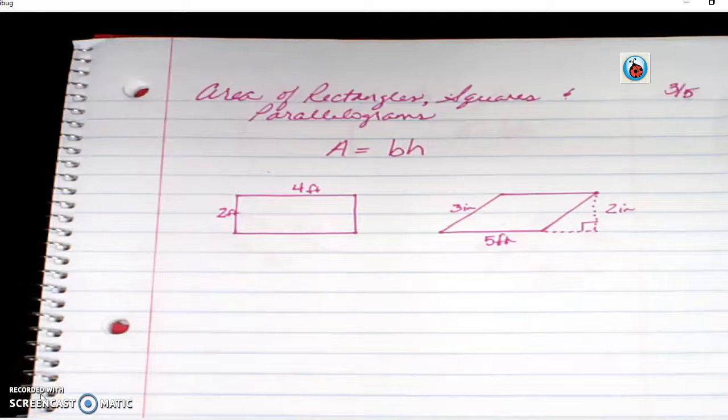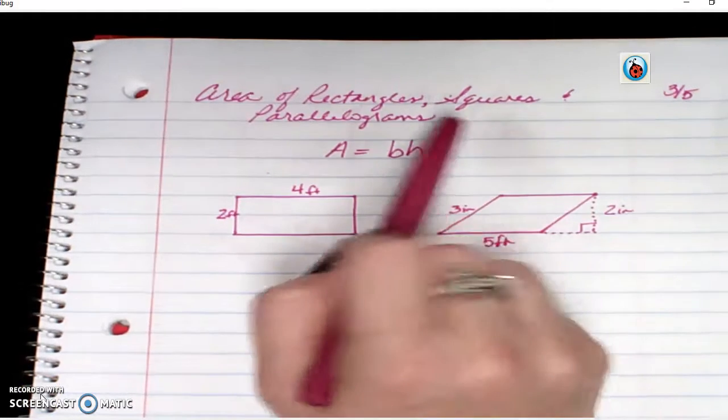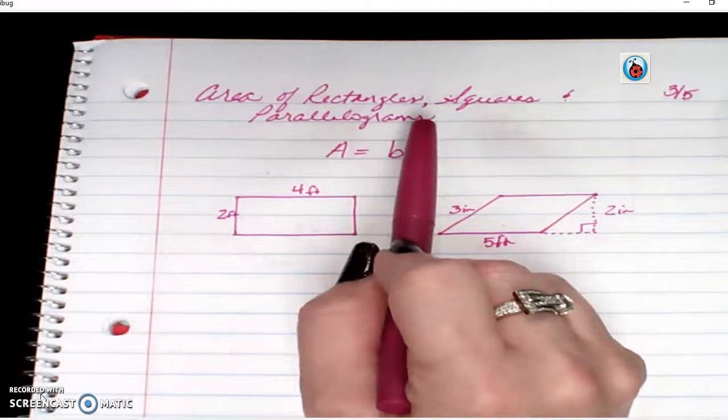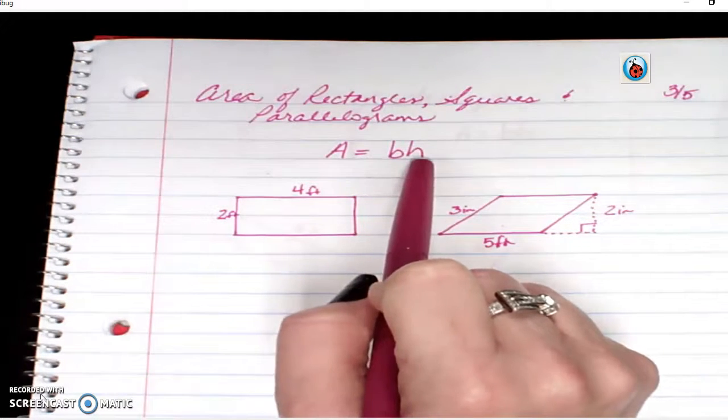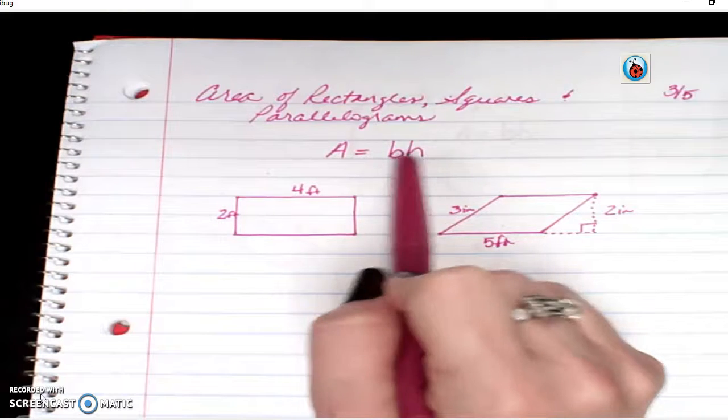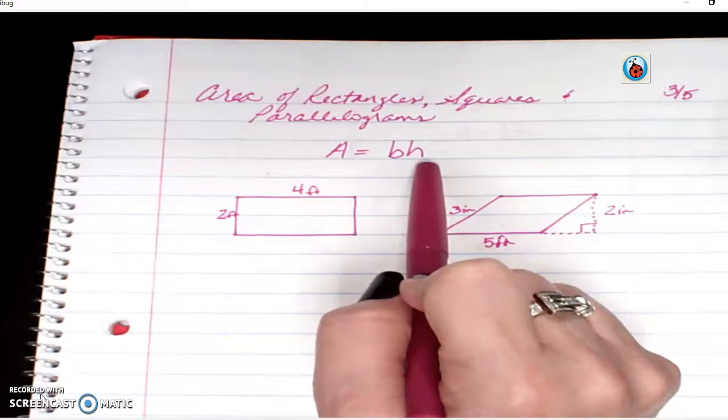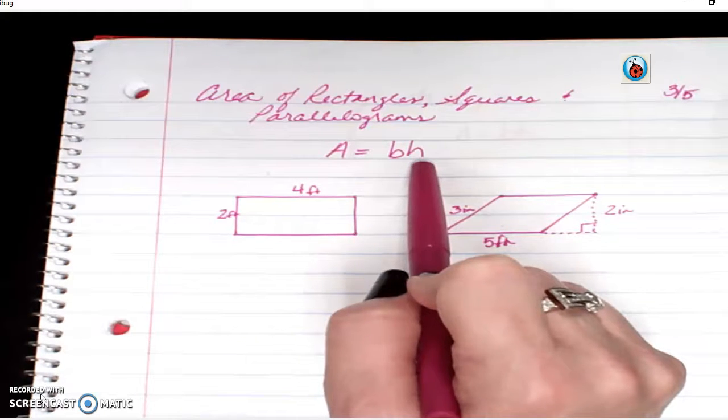So let's talk about area of rectangles, squares, and parallelograms. Well, first of all, they all have the same formula. A equals base times height. You might have remembered hearing it in elementary school as length times width, but from here on out you need to say base times height because that's how it's going to appear on your formula charts.